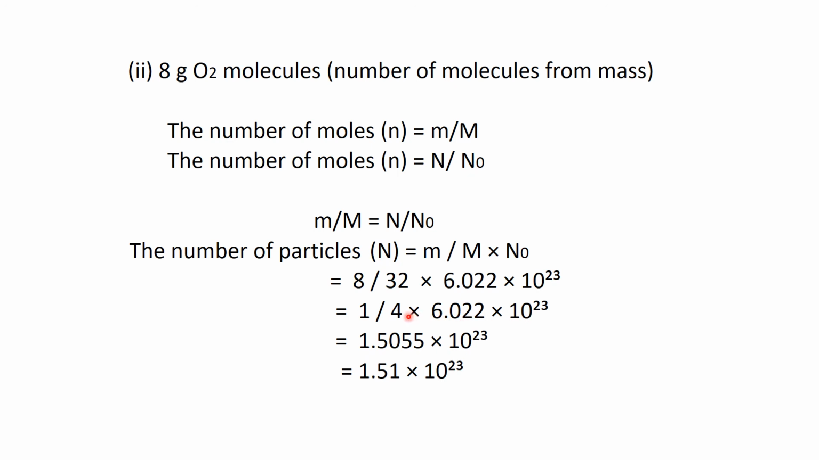When you are dividing it by 4, you can see 4 ones are 4, then 4 fives are 20, right? And then because 2 cannot be cancelled, 0, then 4 fives are 20, 4 fives are 20, so 5 is recurring again and again, so you will write here 1.51 multiplied by 10 to the power 23.